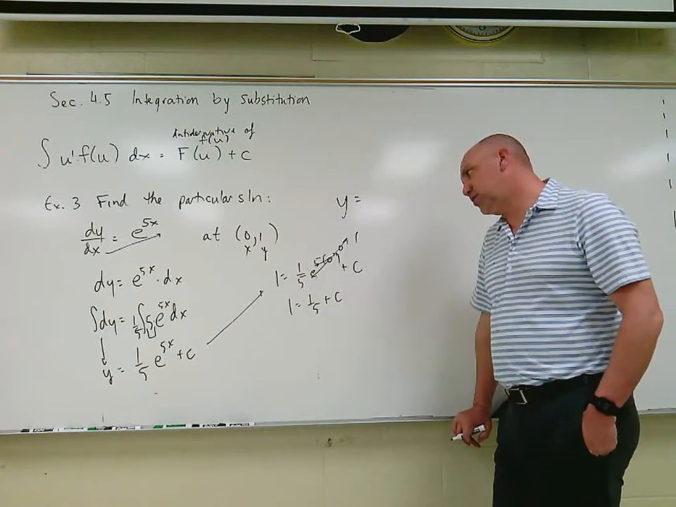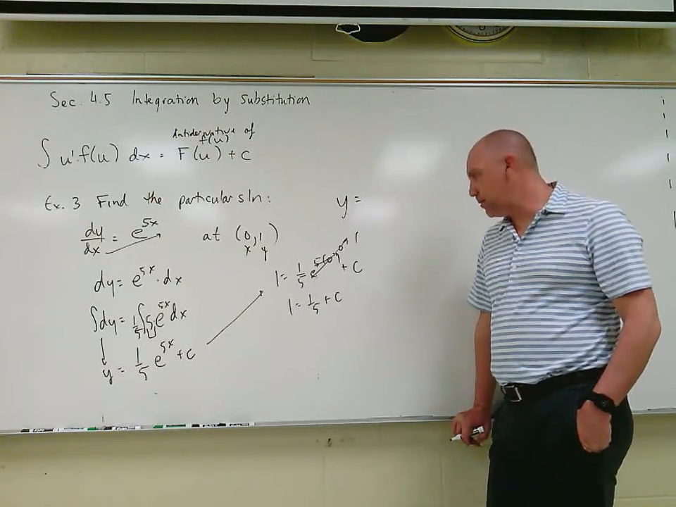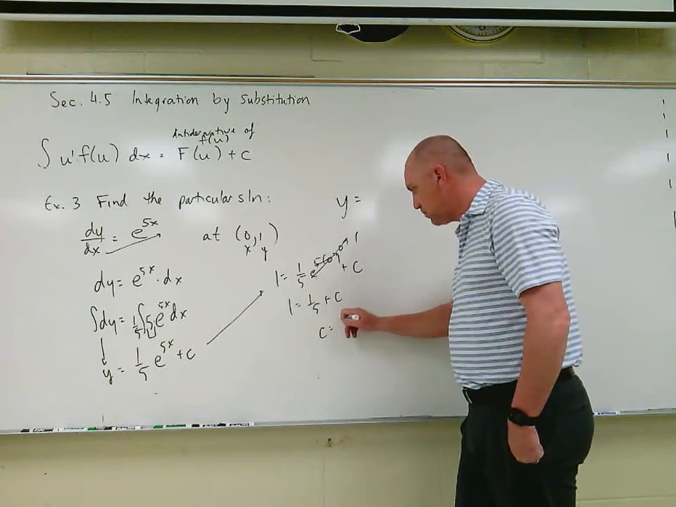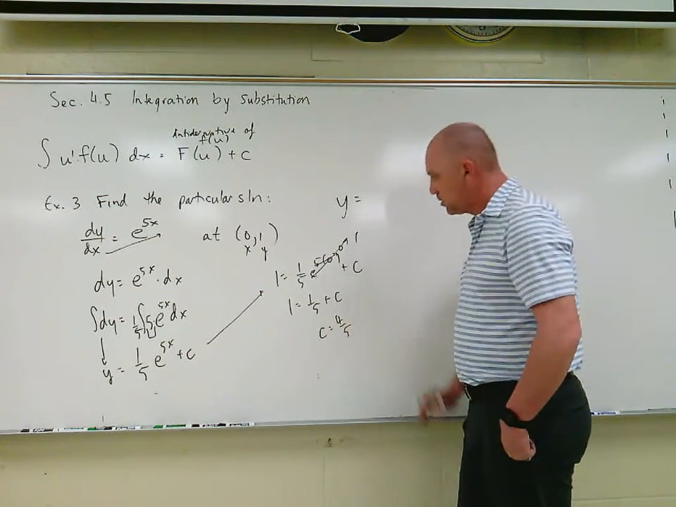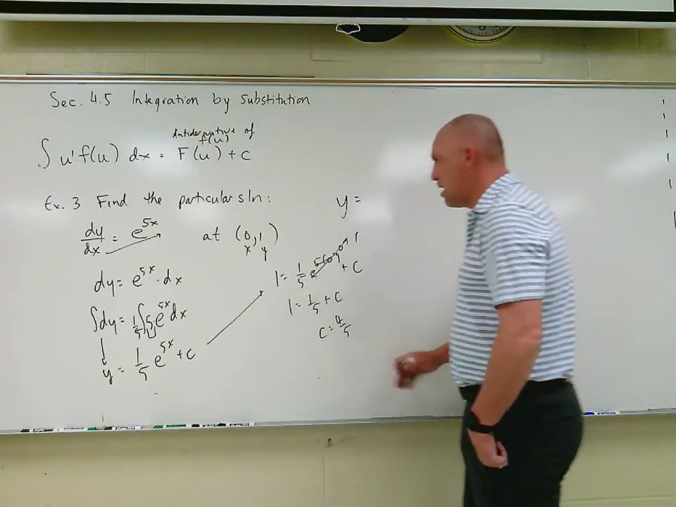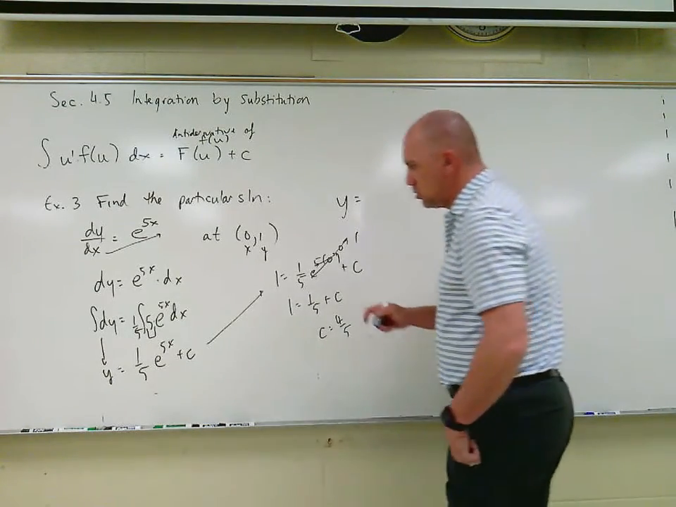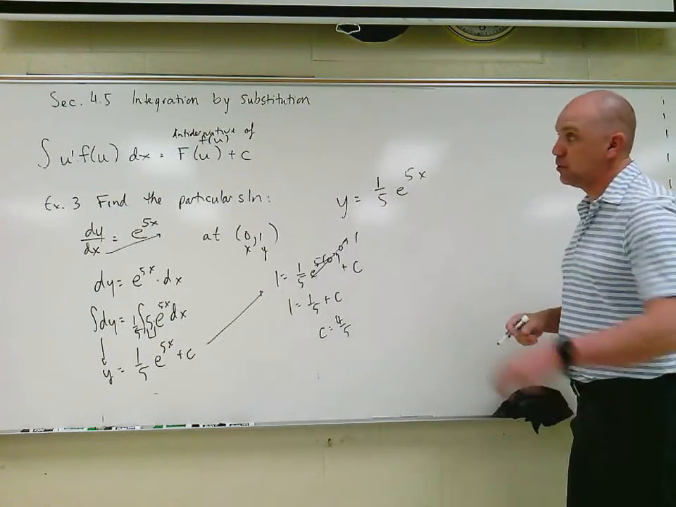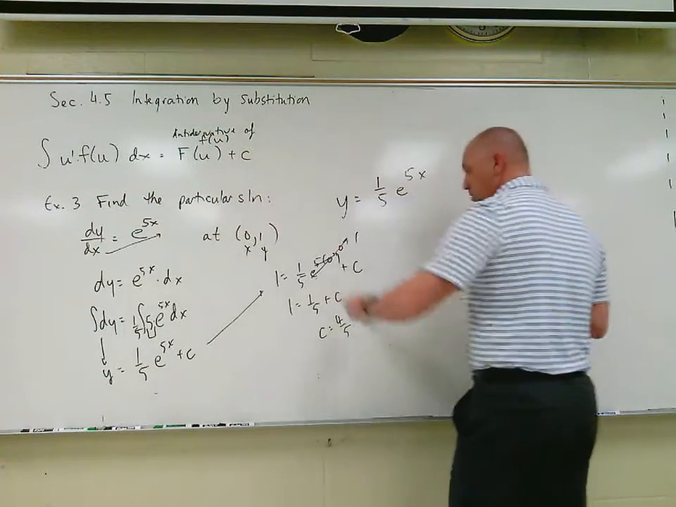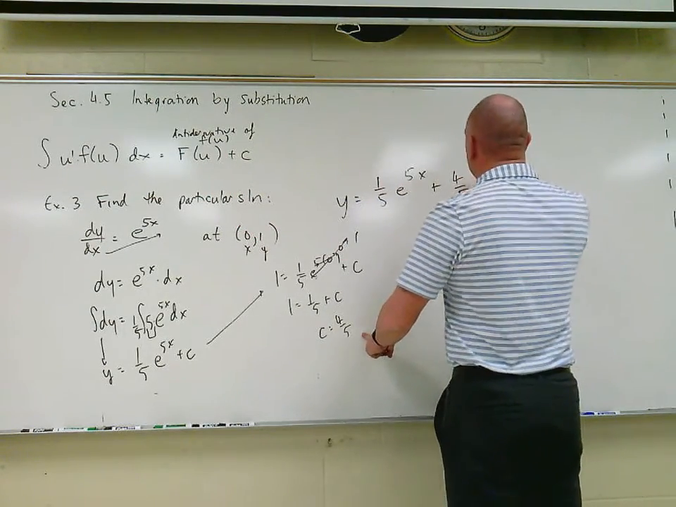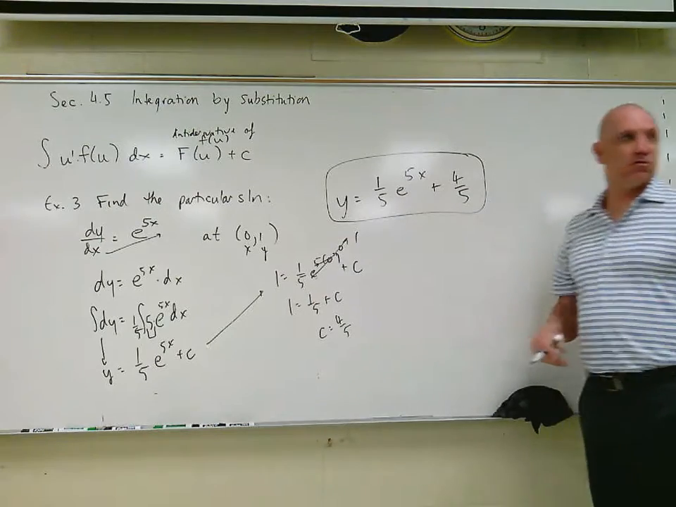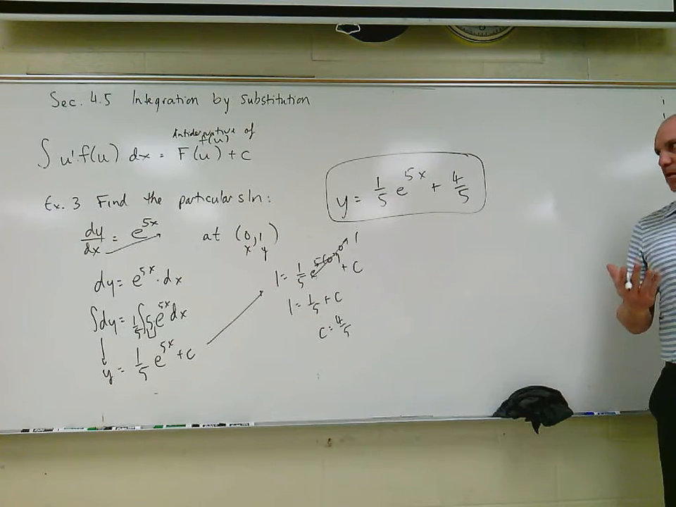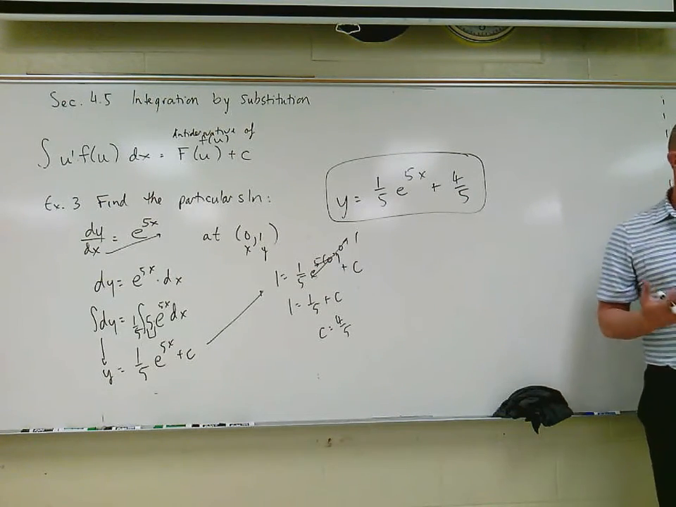You don't even need to worry about it, just think in your head. 1/5 plus how many fifths is going to give you 1? So c has to be what? 4/5. Okay? And there you go. And now you have your particular solution. So you take your answer that you got, 1/5 e to the 5x, that's your antiderivative, and now we solve for c, which is 4/5, and that is the particular solution. And that's tying in the old of solving a differential equation, which we did a little bit of, with the new of having to use this power.